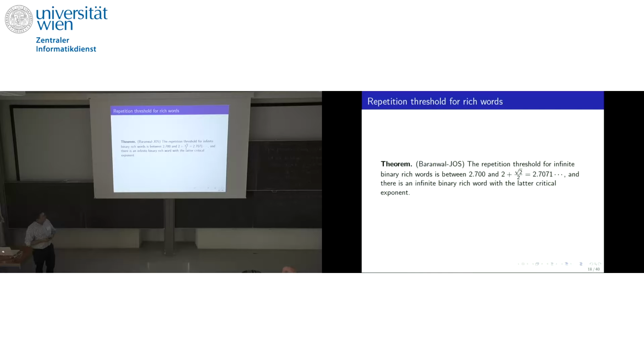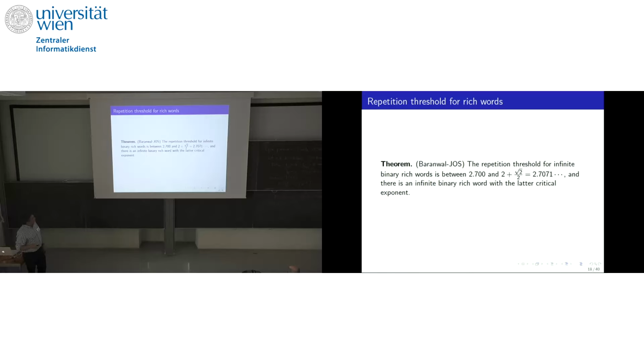So what we were able to prove is, unfortunately, we weren't able to figure it out exactly, but we were able to prove that this repetition threshold is between 2.7 and 2.7071. And furthermore, this upper bound is achieved by a specific word, with bound 2 plus root 2 over 2. It's infinite, it's binary, it's rich, and it has no (2 plus root 2 over 2)-powers in it. So my guess is that that actually is the correct repetition threshold, but we weren't able to prove that you can't do better.